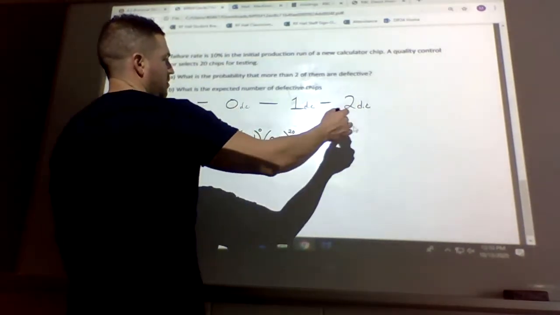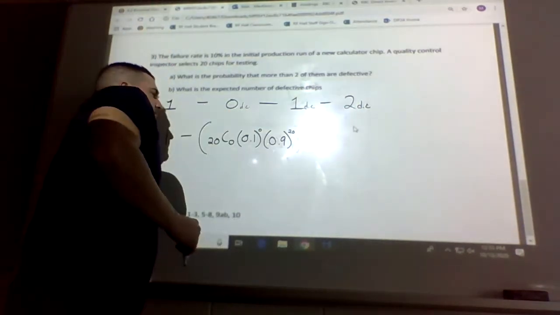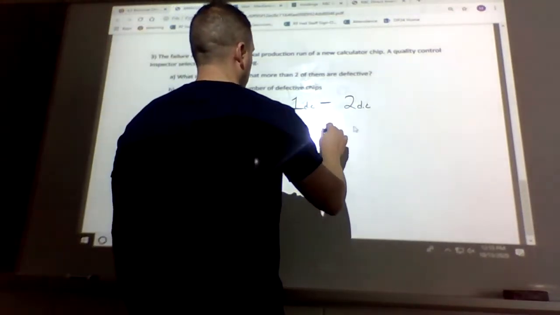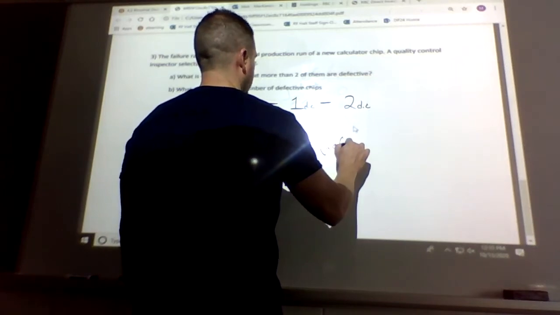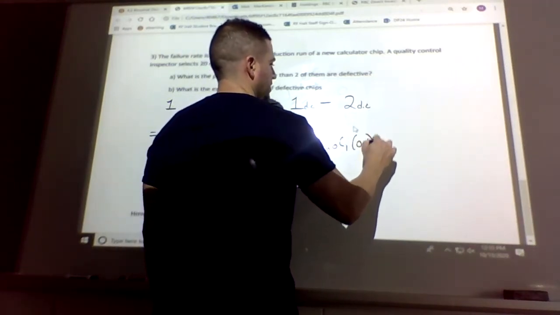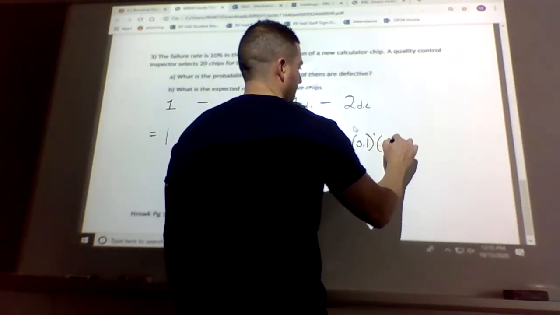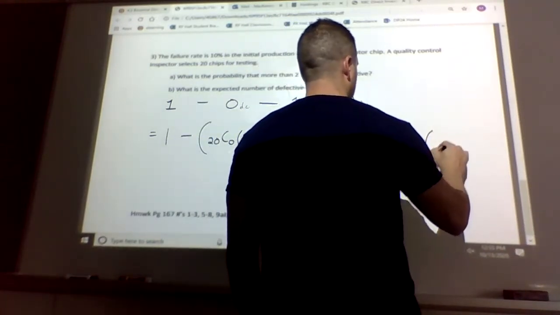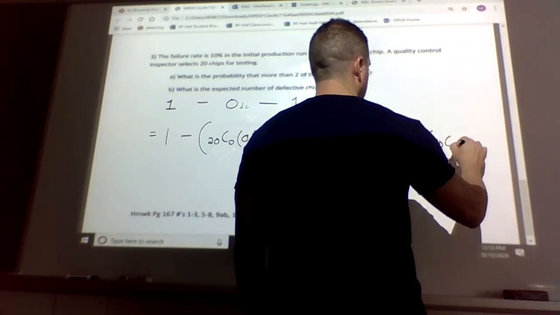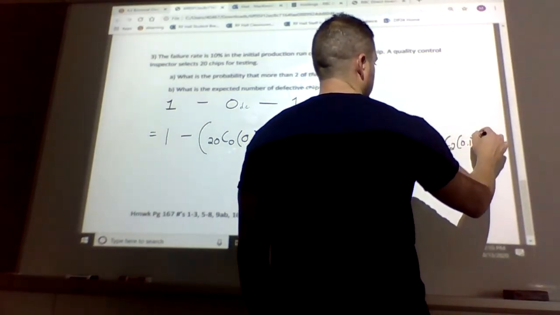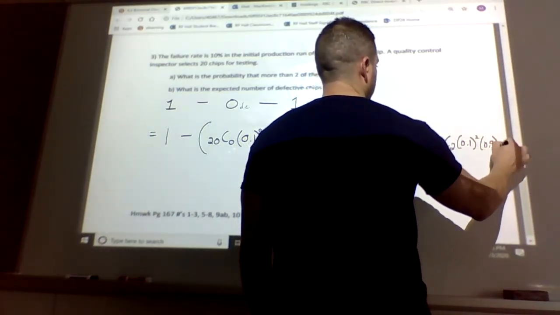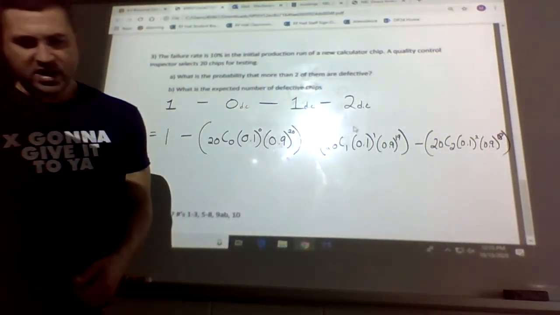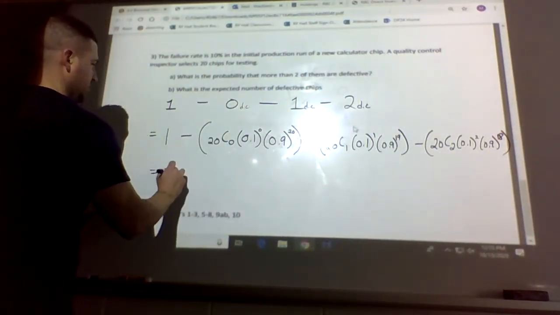you could add these all or subtract them. I'll just do subtract. Subtract now 1. So 20 choose 1, 0.1 to power 1, 0.9 to power 19. Subtract, last one, which is 20 choose 2, 0.1 to power 2, and 0.9 to power of 18. I do not have an answer here. That kind of stinks.